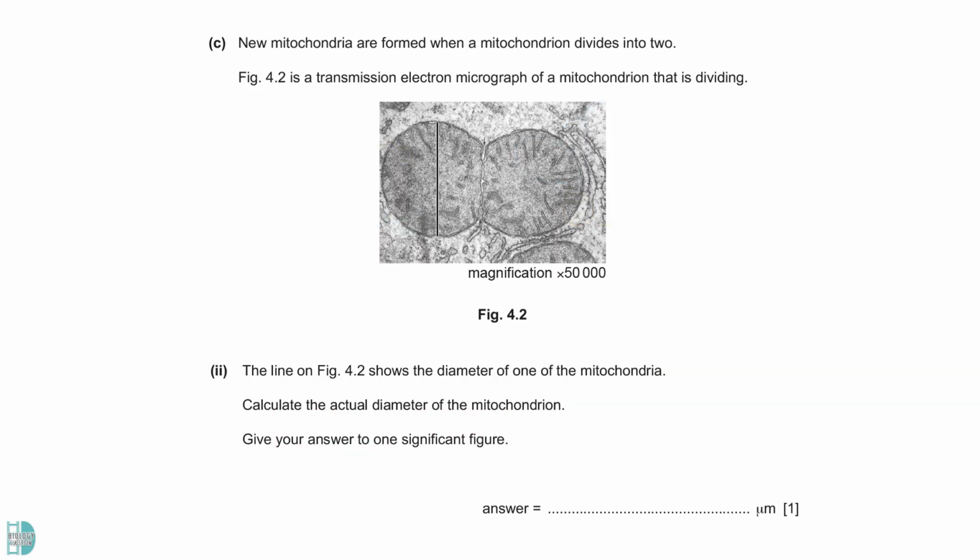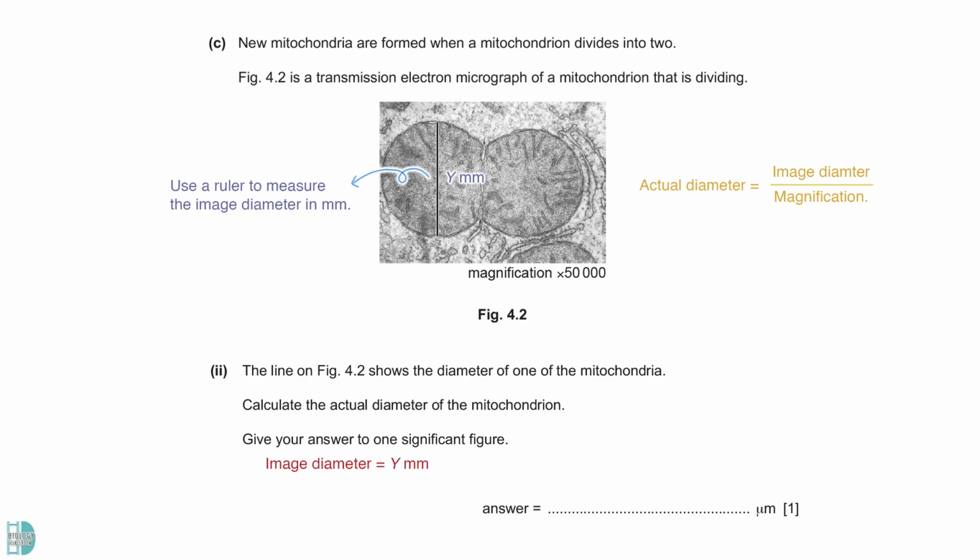2. Calculate the actual diameter of the mitochondrion. The actual diameter of a structure is the image size in the photo divided by the magnification. Use a ruler to measure the image diameter in millimeter. Then convert it to micrometer by multiplying by 1000. Dividing the value by 50,000 will give you the actual size.